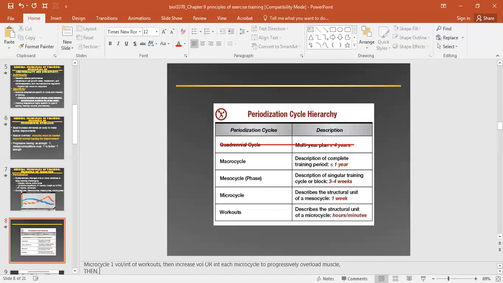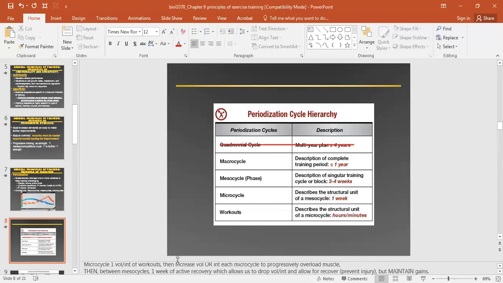Then between mesocycles, there's a week of active recovery, which allows us to drop volume and intensity and allow for recovery, which means we're preventing injury, but maintain gains, which is really, really, really important.